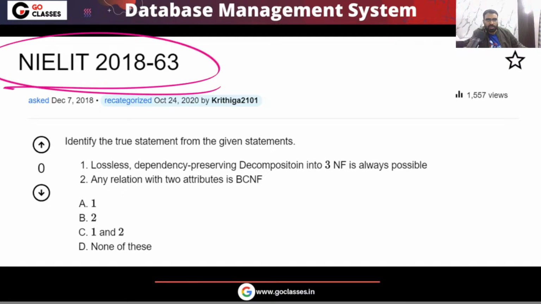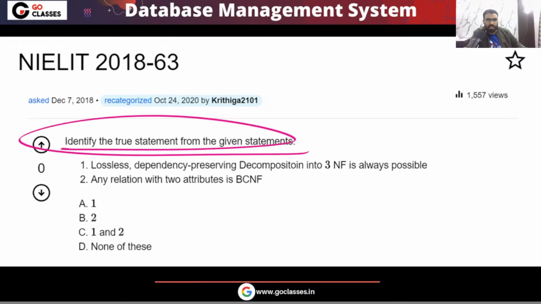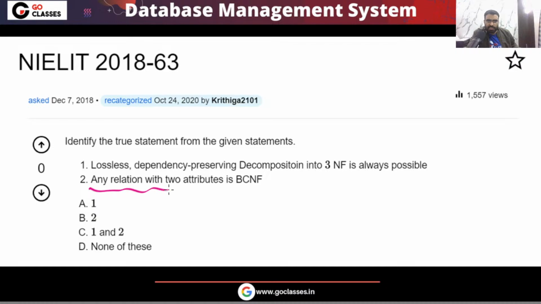This is a NET 2018 question. Identify the true statement. Any relation with two attributes is in BCNF. This we have already seen in the previous lecture. This statement is actually true. Any relation with two attributes is always in BCNF. Lossless dependency preserving decomposition into 3NF is always possible. Yes, that is always possible. Okay, so both the statements are true. The answer will be option C.